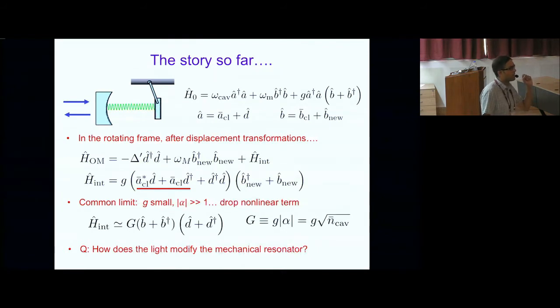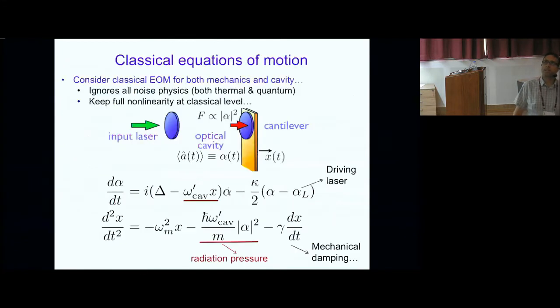And remember, that's something we have to deal with even if we want to do this quantum theory. How did I tell you to find these classical displacement values? Well, you need to solve the classical equations of motion. So here are the classical equations of motion for this optomechanical system.